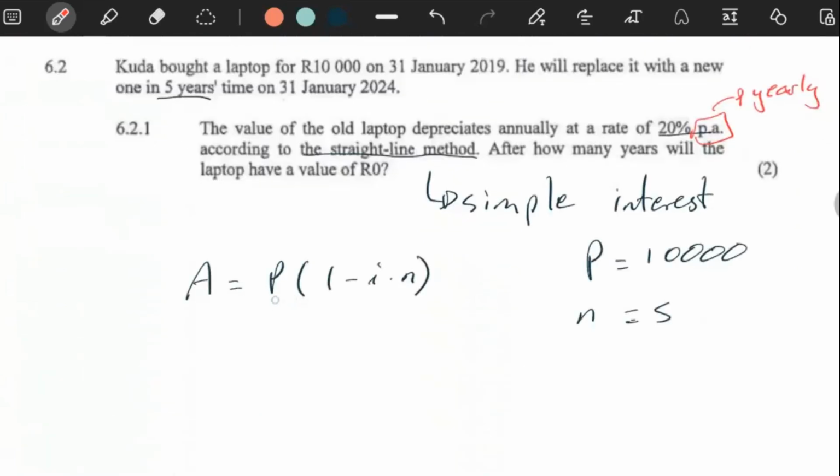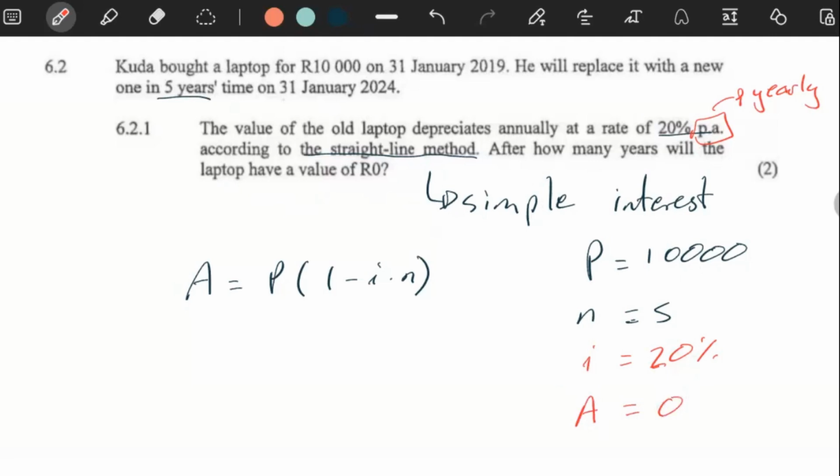Furthermore, we have P here, we have N, and then the interest, we said it's 20%, so this we also have. Remember, it's not compounded monthly or whatever because it's simple interest, so I is just 20%. And then it says here, after how long will the laptop have a value of 0? So this is the initial value of the laptop, and then over time it goes down to 0.